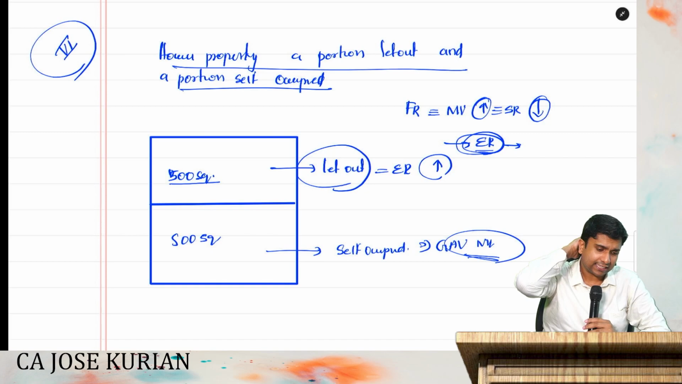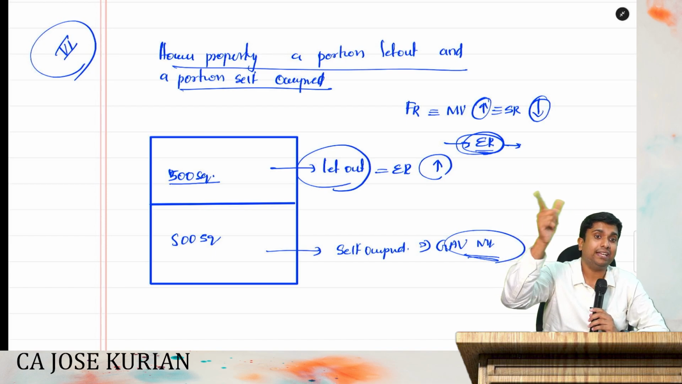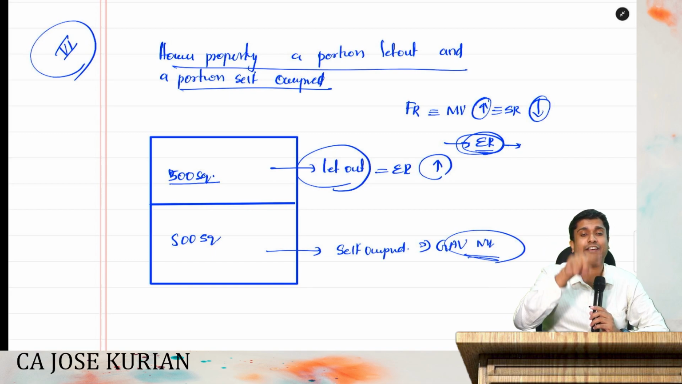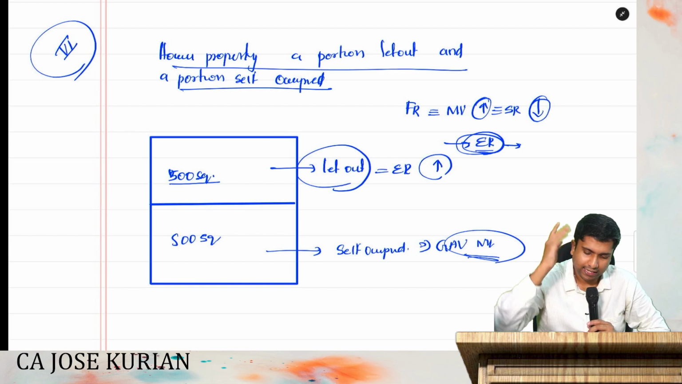Now, the next type of property is deemed let out property. You have more than two let out properties and more than two self-occupied properties. Out of two self-occupied, remaining deemed let out. For deemed let out, GAV shall be the expected rent. You can deduct all the municipal taxes, everything as a deduction.